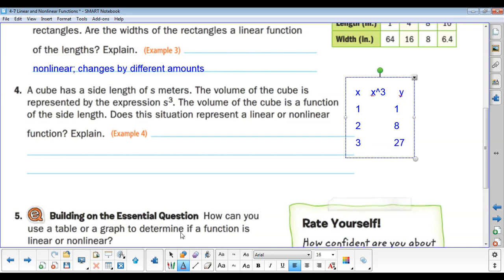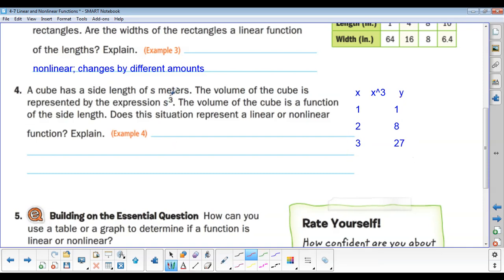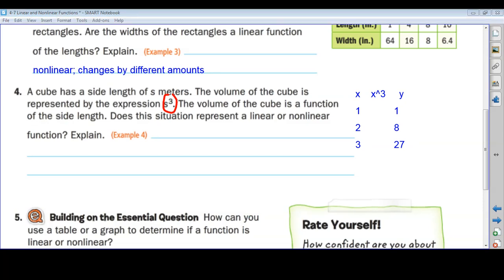I also know that it's not linear because it has an exponent. Remember, exponents mean it is non-linear. We'll finish this up in the next video.